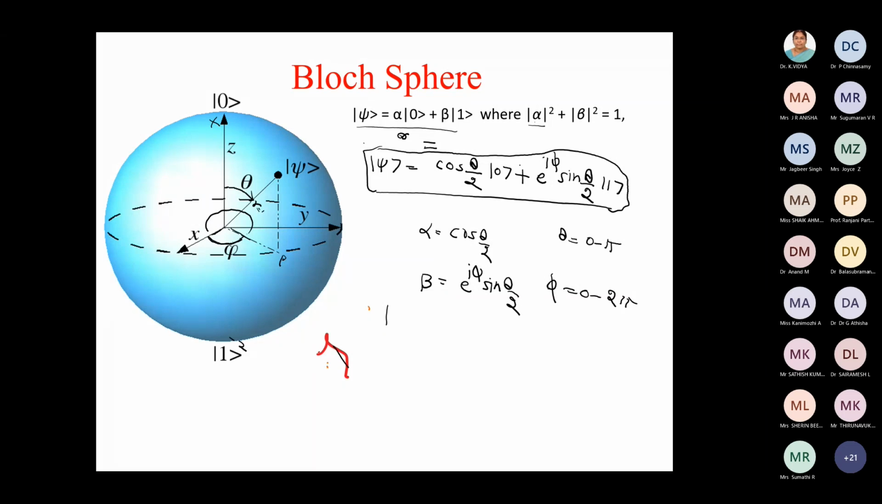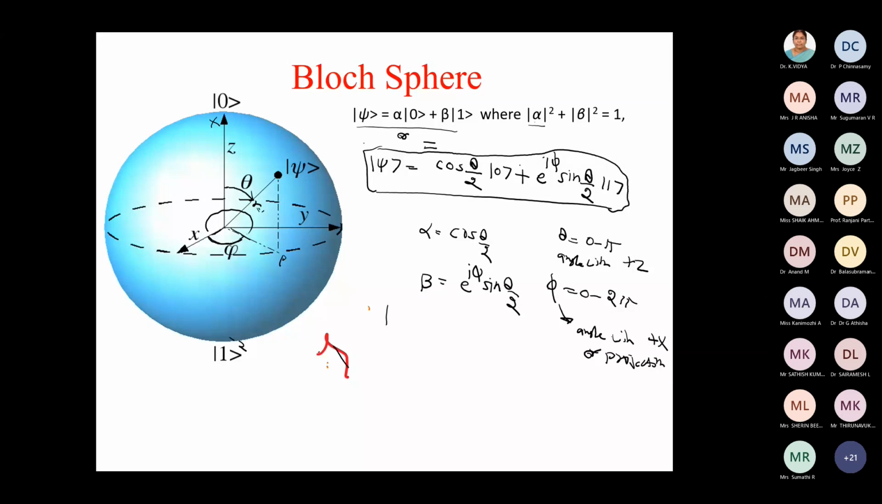Let me write it here. What are this theta and phi? Theta is the angle with plus z, and this phi is the angle with plus x of the projection vector. So what I'm saying is that if we know theta and phi, then I can tell where this state psi will be.